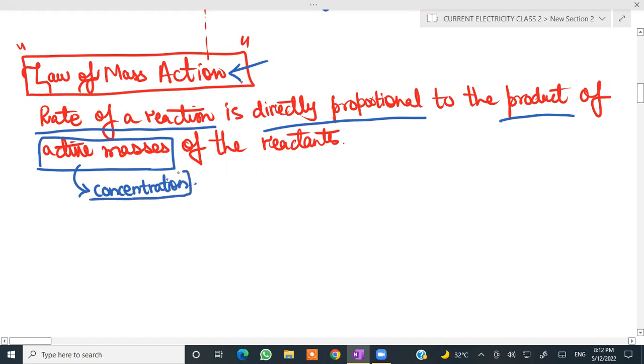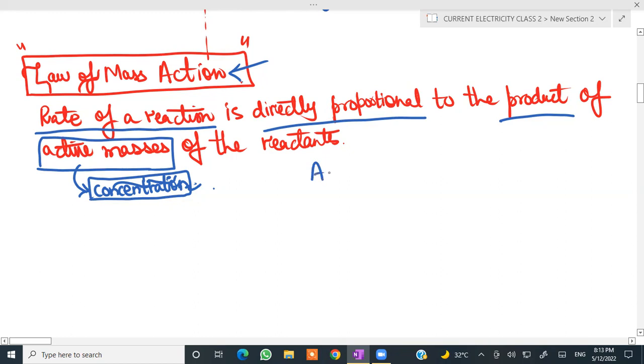concentration of the reactants. So the law of mass action actually links the rate of a reaction and the concentration of the reactants. Get it? It tells you that the greater the concentration of the reactants, the greater would be the rate of the reaction.